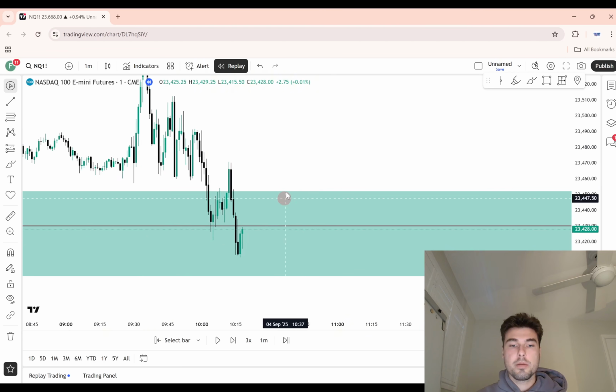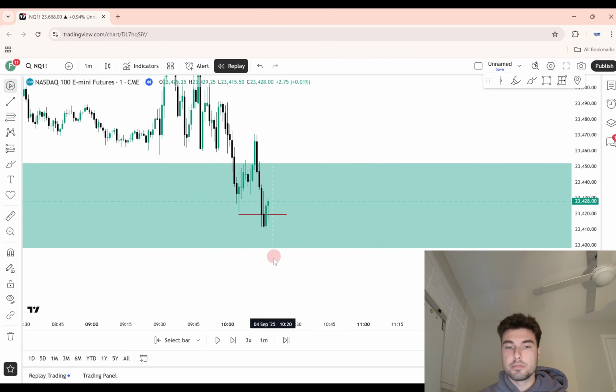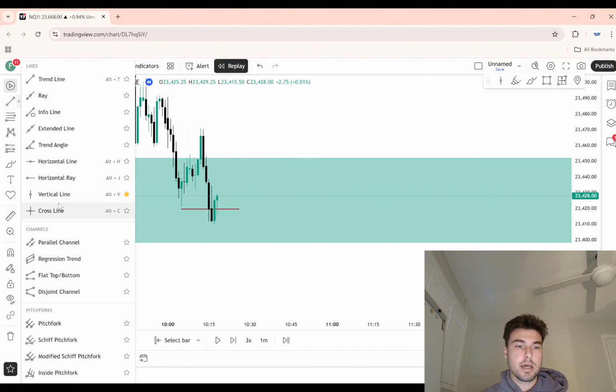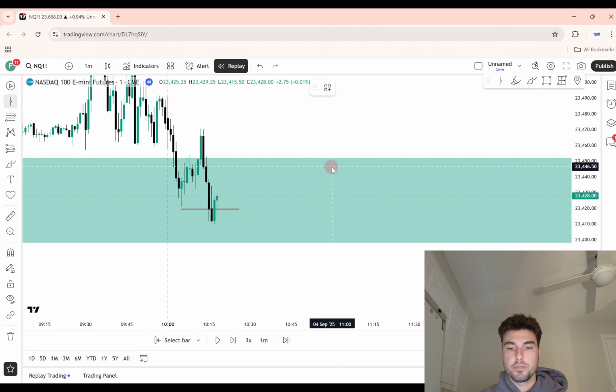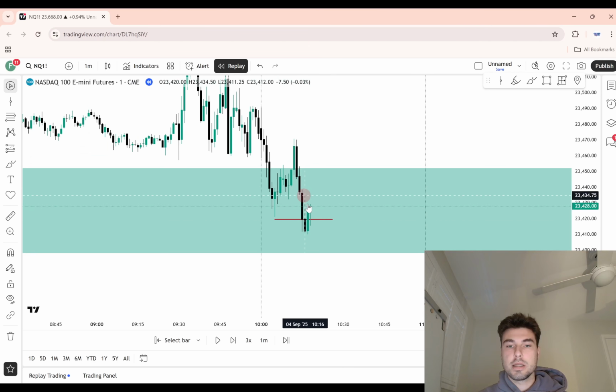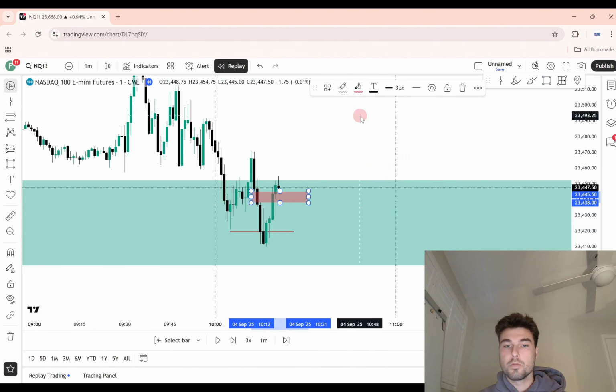We come down, we sweep more sell side, boom, we take it out. We're now in silver bullet. So silver bullet exists, as we know, from 10 o'clock. We'll mark this out all the way until 11. Perfect. We've got the 9:30 to 10 Judas swing, and now we're waiting for an inverse fair value gap. Let's see if we get that. Right there is your entry. Boom. Really easy, really clean.